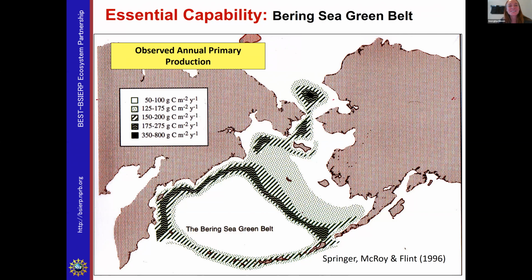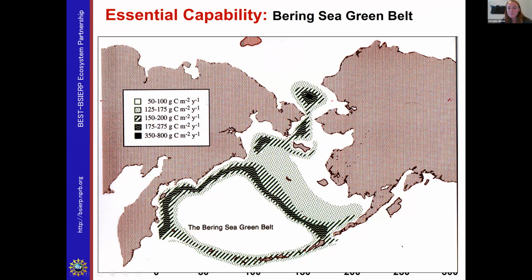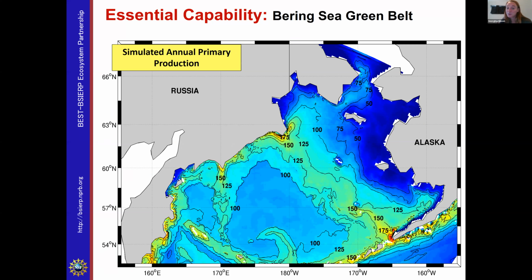Okay, so we decided instead of doing these direct comparisons, we wanted to identify features. So the Bering Sea is known for what we call the green belt. That's a really high production region along the shelf break. So we went ahead and looked to see if the model did that, which we think it did pretty well.